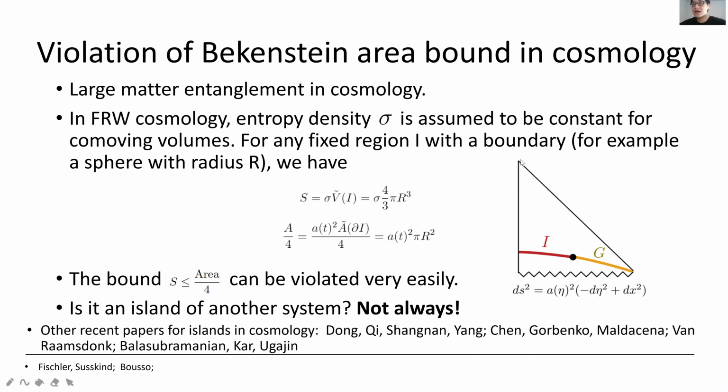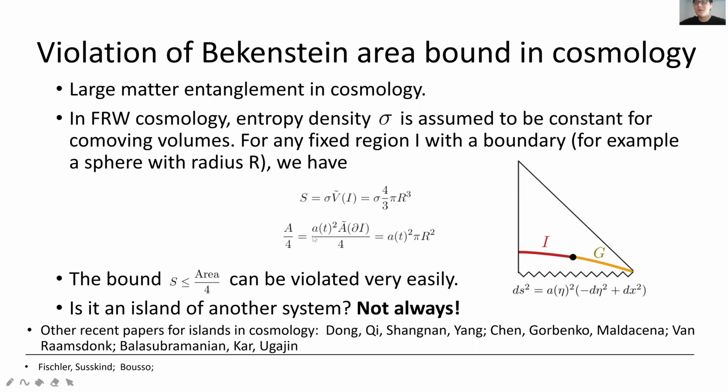Because of this A here, the bound can very easily be violated. Suppose, for example, I have this radiation dominated FRW. When I approach the singularity, this A will be very close to 0. So this bound will be very easy to violate, since the right-hand side will be almost 0. And it's very natural to ask, does this suggest that any region, as long as it is close to where A is small, can be an island?